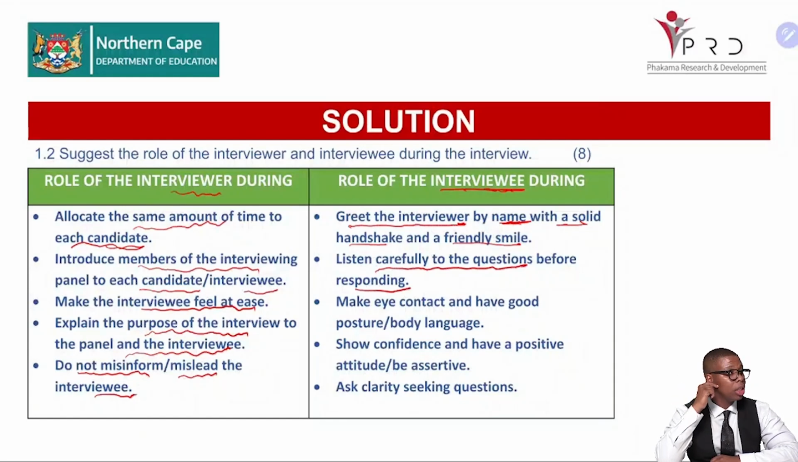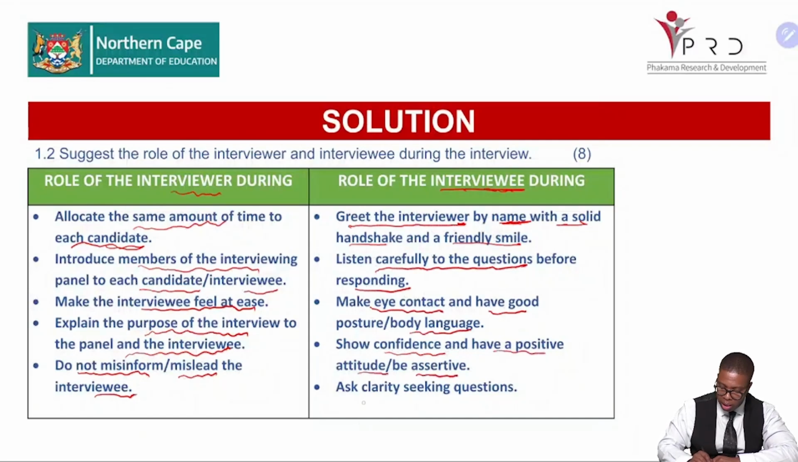When they ask the question, Mr. Tlaka has to listen. Mr. Tlaka applied for the job and is in the interview, so he has to listen carefully to the question before responding. Thereafter, make eye contact with the interviewer and the panel and have good body posture or body language. Thereafter, show confidence, have a positive attitude and be assertive. And then also, they need to ask clarity-seeking questions in order for the interviewee to be successful.